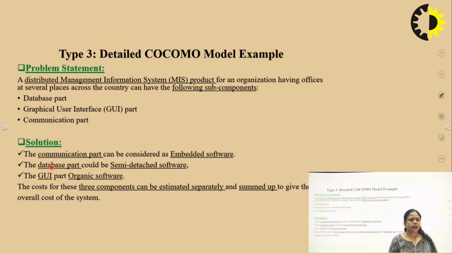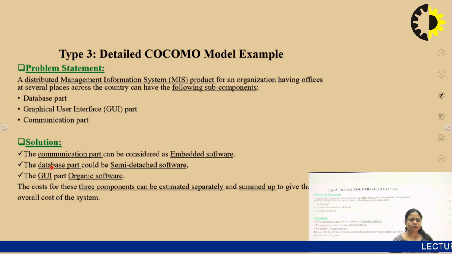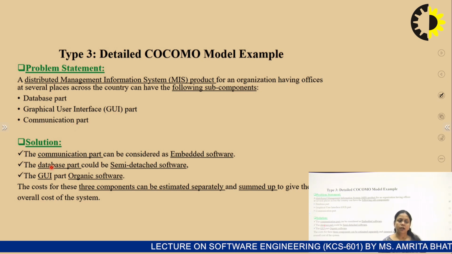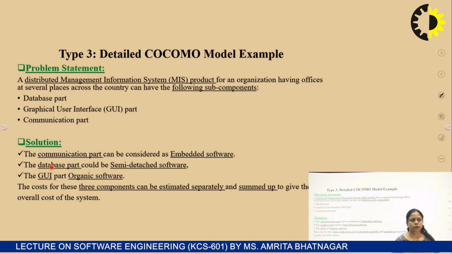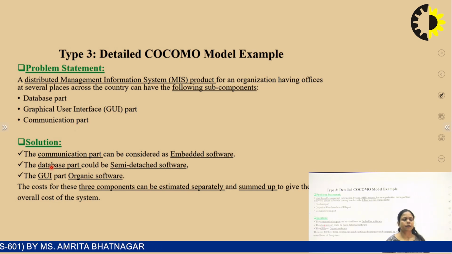If we see this example, the problem statement is a distributed management information system product of an organization having offices at several places across the country, which can have the following subcomponents: database part, graphical user interface part, and communication part. So this is an MIS product which has the subcomponents database part, graphical user interface, and communication. So we have divided this project into three parts. Now we can apply different types of mode to the different components of the project. For example, the communication part can be considered as embedded software, the database part could be considered as semi-detached software, and the GUI can be considered as an organic model.